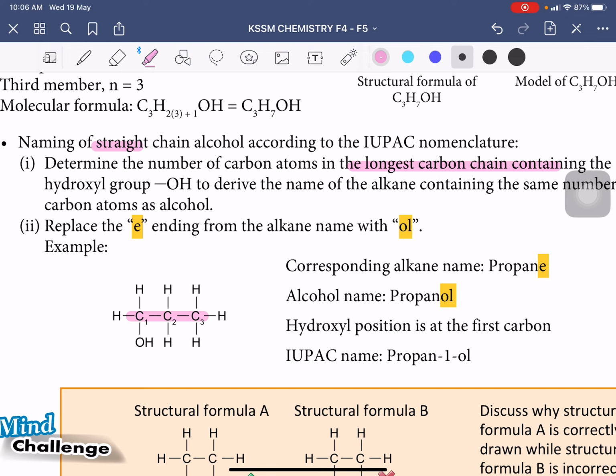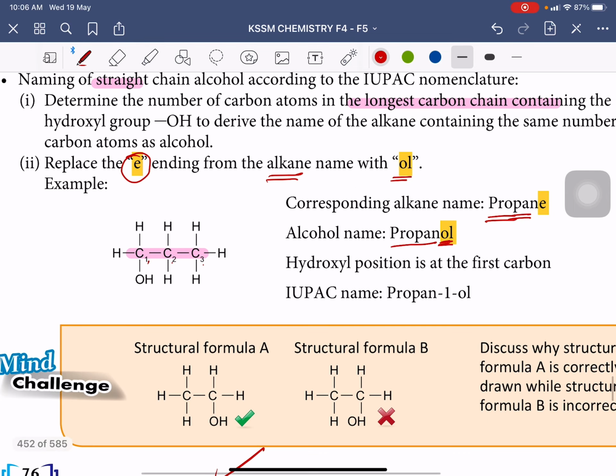So how many atoms of carbon? There are 3: 1, 2, 3. So 3 carbon atoms means it's a prop. And then replace the E ending from the alkane name with ol. So it will be changed to propanol. If it's an alkane, it is called propane. If it's an alcohol, it's called propanol.